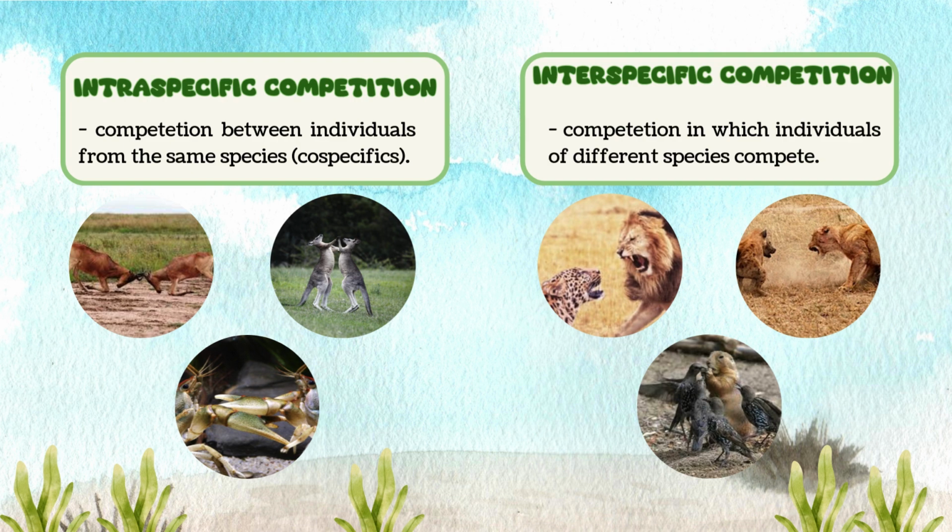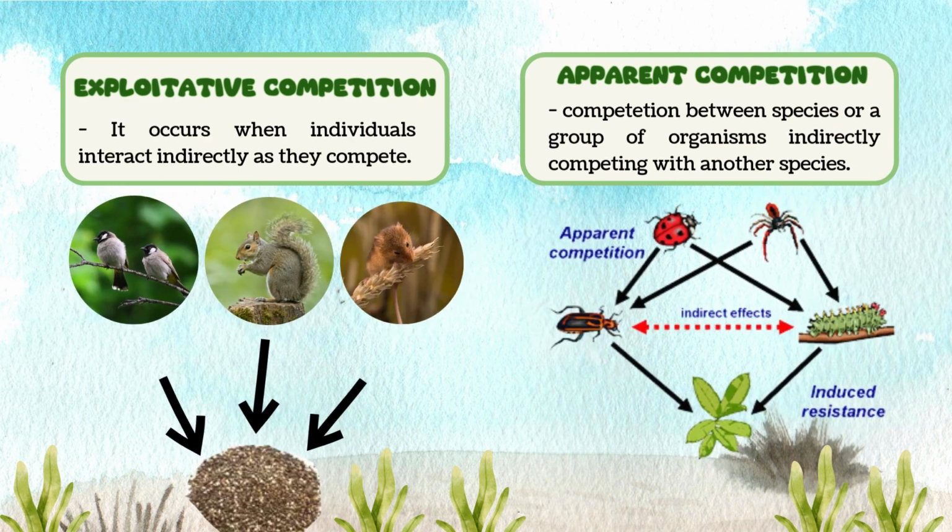And the next one is exploitative competition. It occurs when individuals interact indirectly as they compete. And lastly, apparent competition, which is a competition between species or a group of organisms indirectly competing with another species.